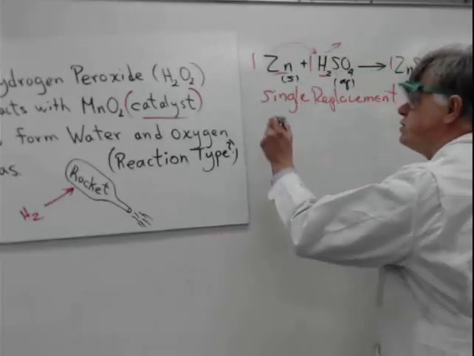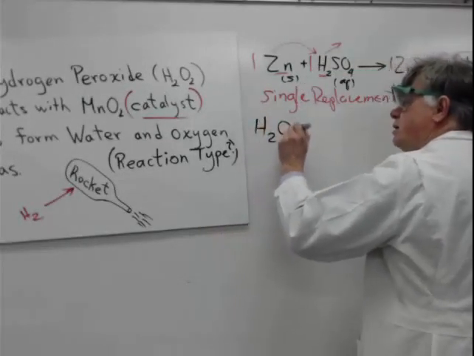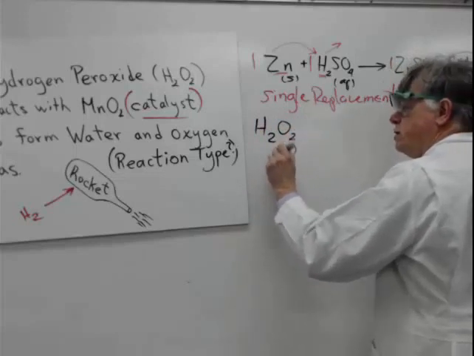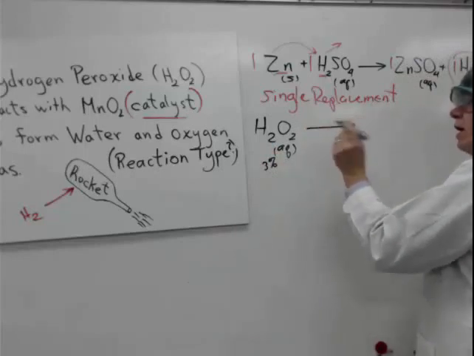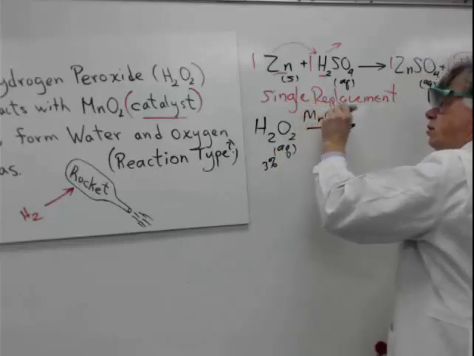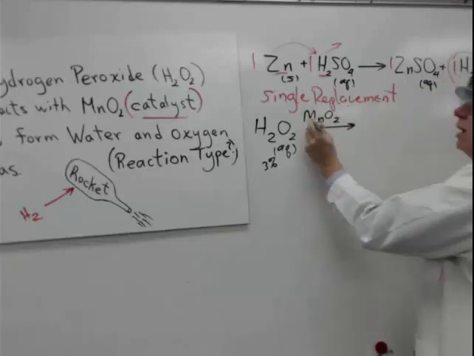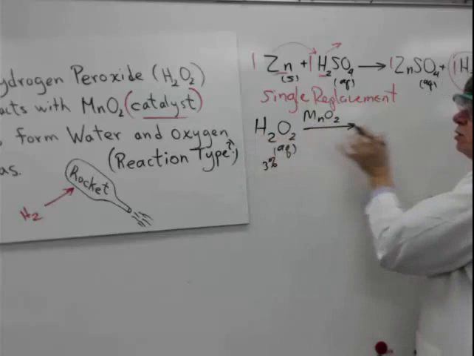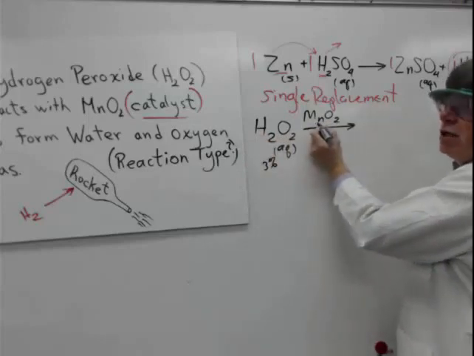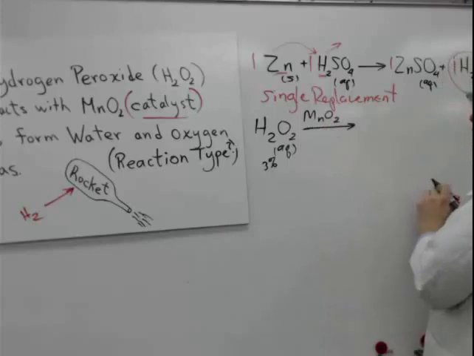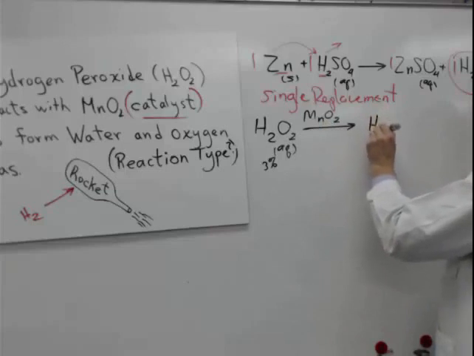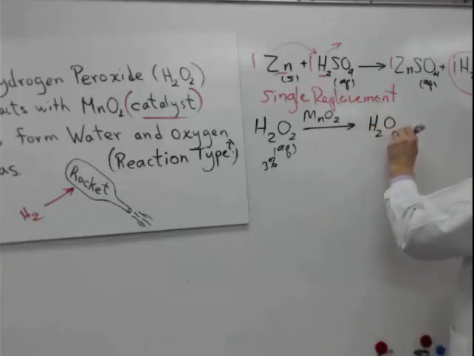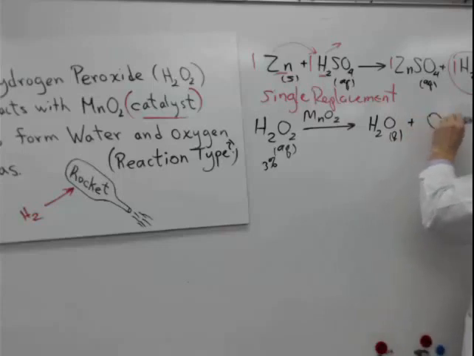Okay, so the chemistry of this one is hydrogen peroxide. Of course, that's aqueous. It's only 3%. It reacts with a catalyst, MnO2. You have to put that over the arrow because it's not a reactant, nor is it a product. It's not actually used up in the reaction, so that's why you have to put the manganese dioxide over the arrow. And it reacts to form water and oxygen gas.